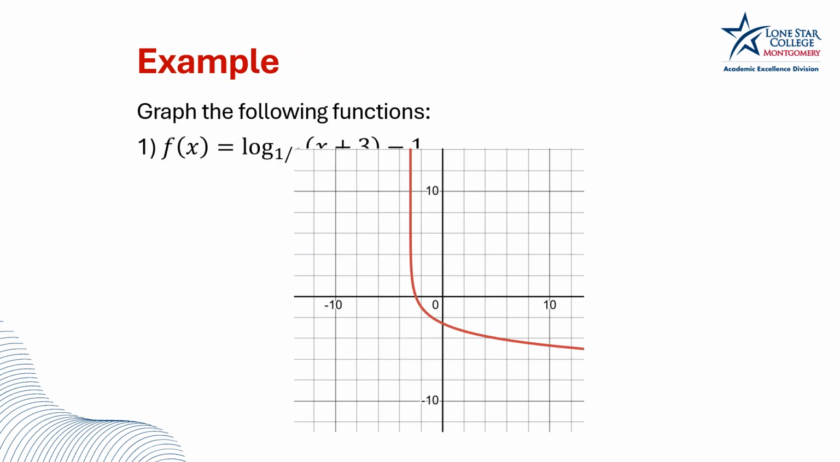Okay, so let's look at these transformations in an example. We have f of x equals log base 1/2 of x plus 3, minus 1. The first thing we do is identify what our base is. Our base here, a, is going to be 1/2, so it's going to come from the top and move down to the right. We have a plus 3 and a minus 1. The plus 3 is going to be a horizontal shift.